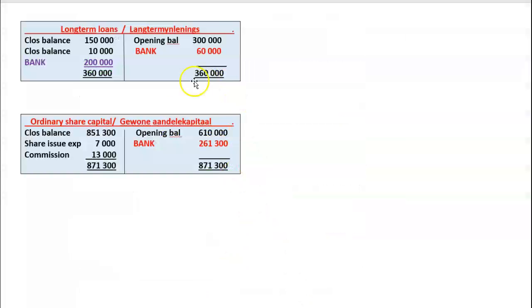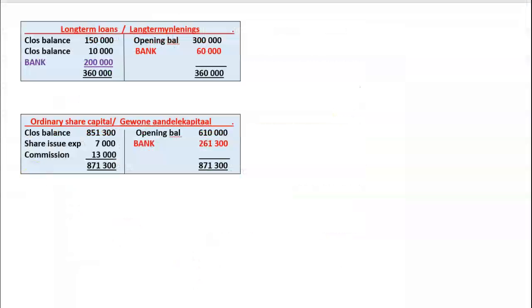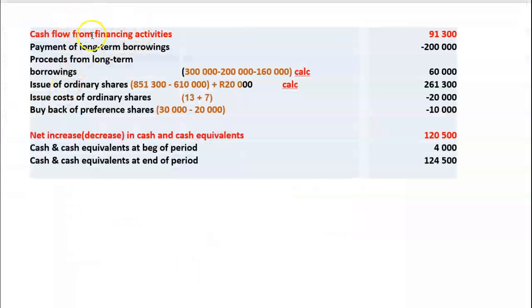Going back here, a repayment, that's the debit entry there, credit bank, I debit long-term loans 200,000, and then it means that once I've balanced off this account, I must have received additional loan finance from the bank of 60,000 rand. So in our statement of cash flow, under our financing activities, payment of long-term borrowings 200,000, proceeds from long-term borrowings, so new long-term borrowings received from the bank 60,000.